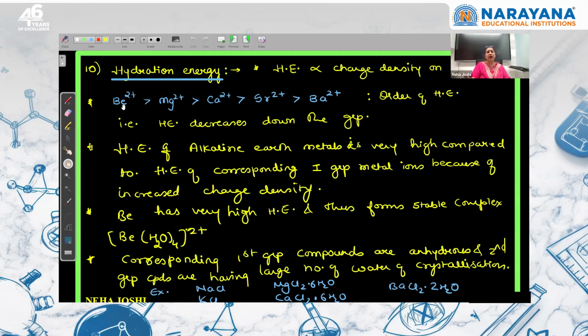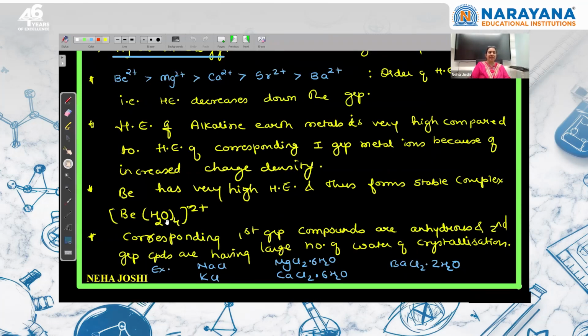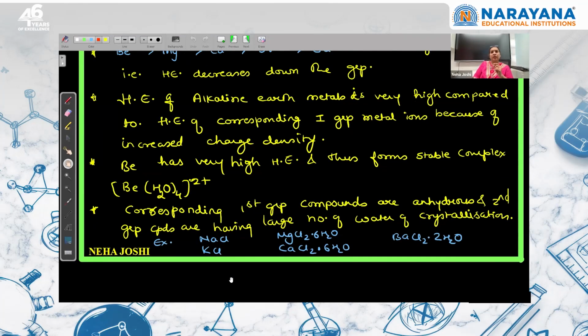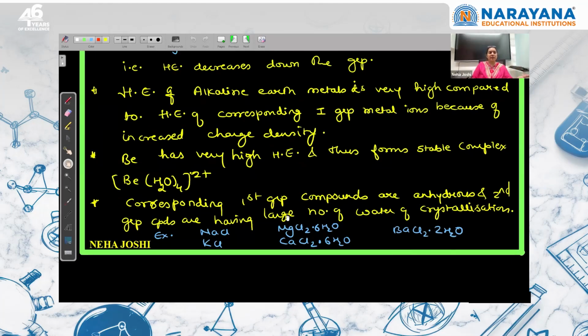Beryllium has the highest heat of hydration in both first group and second group. And therefore, it is always stabilized in water as [Be(H2O)4]2+. If you observe, the type and variety of hydrated salt of second group is much more than in the first group.